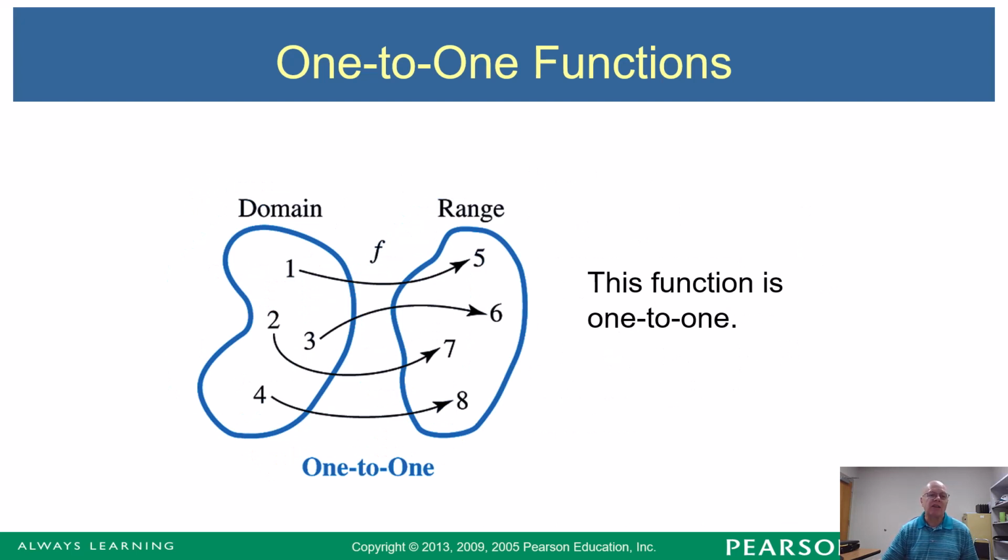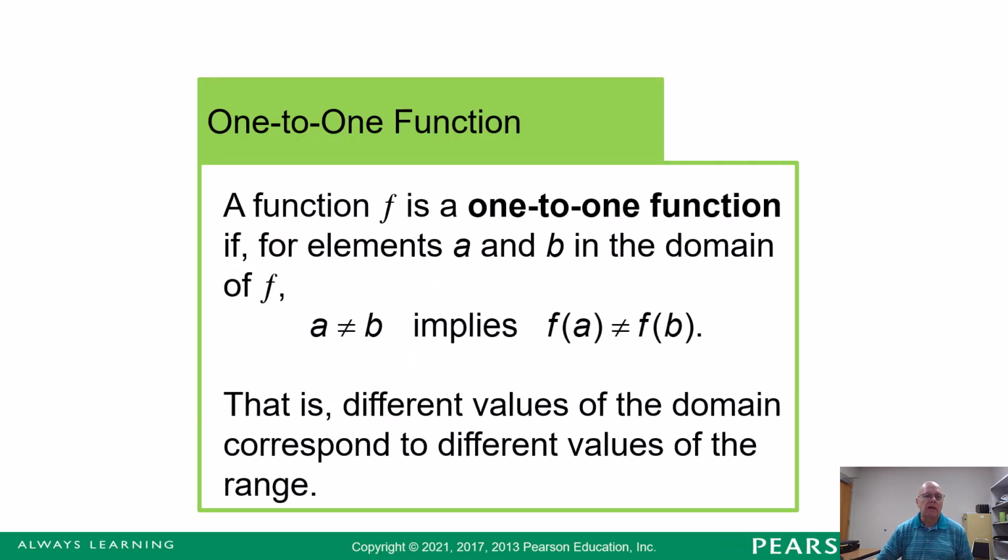Here's an example that is one-to-one. If we look at the x values over here, each one goes to a unique y value, and each y value goes to a unique x value. So this function is one-to-one. Now another way of determining this is if for every x values that are different, we always get y values that are different, then we've got a one-to-one function.